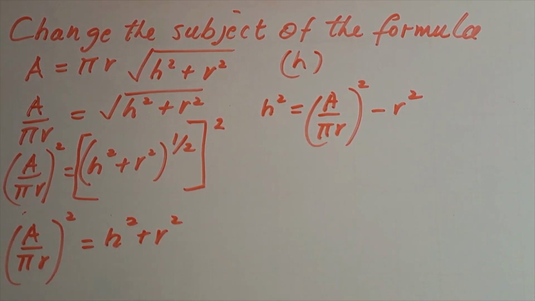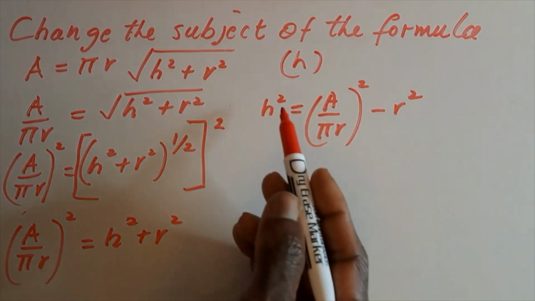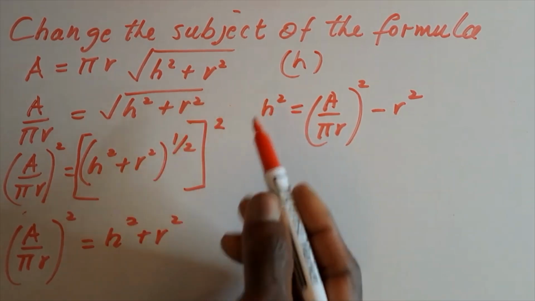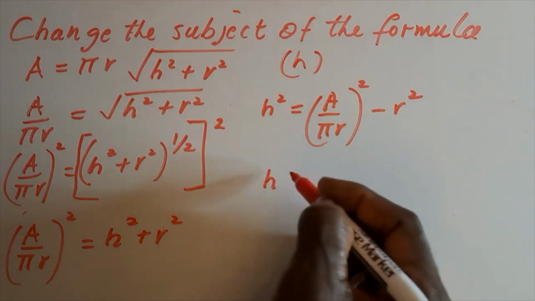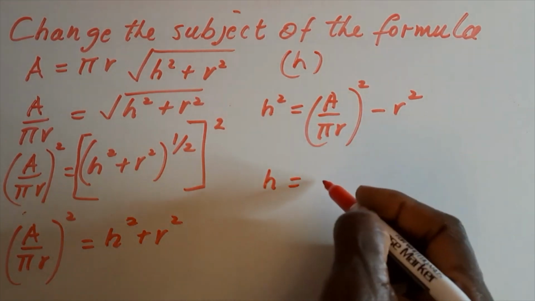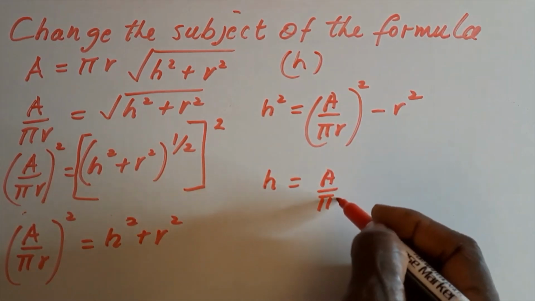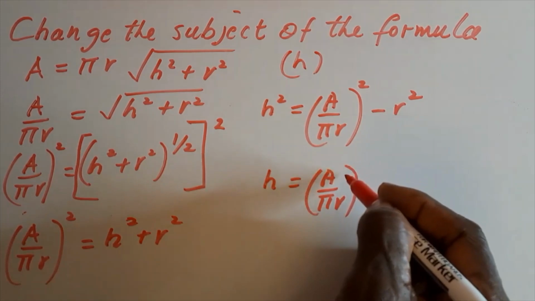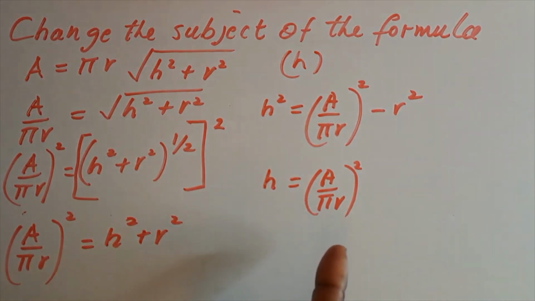Next, we need to find h, so we take the square root of both sides. Again, the indices will cancel this to become h, because it'll be a half times 2, which gives us h to the 1, which is h. So we have h equals the square root of A over pi r squared minus r squared. Now we're taking the square root of each term on the right hand side.